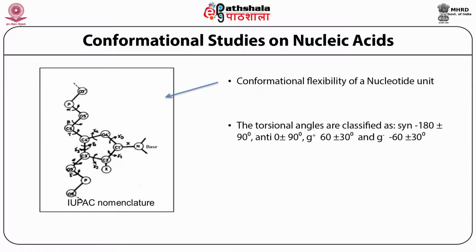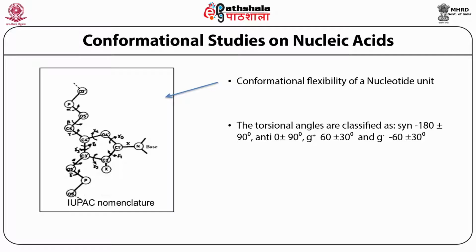We show in this picture the backbone sugar phosphate of the nucleic acid structure. As you can see, it consists of all single bonds, not like protein, and that's why it is highly flexible. So it has flexible torsional angles, and these are classified as syn meaning minus 180 plus or minus 90, anti meaning 0 plus or minus 90, G plus or gauche plus 60 plus or minus 30, and G minus or gauche minus minus 60 plus or minus 30.